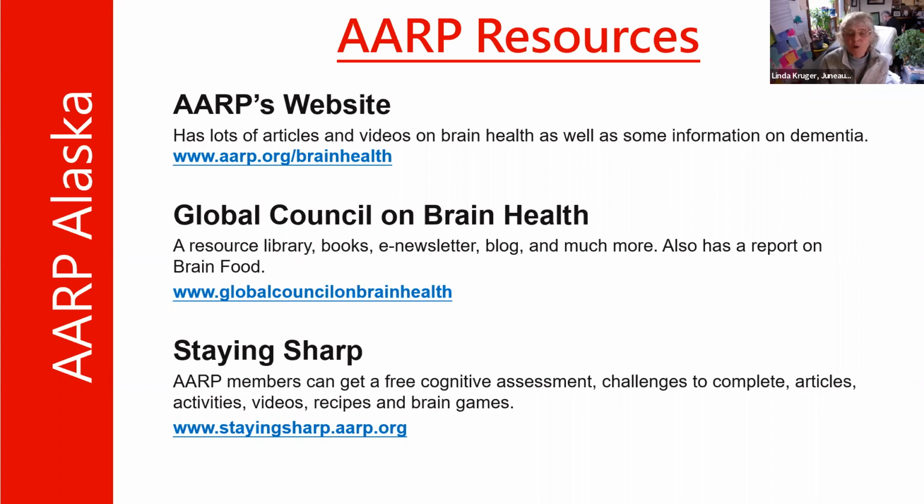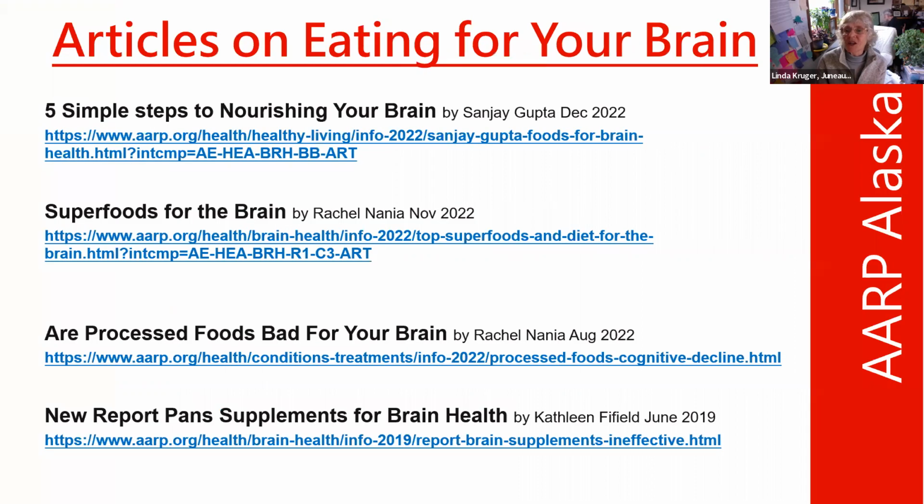Staying Sharp is a program which is free for AARP members. It offers a cognitive assessment that you can take every 90 days to measure change. And it also offers many resources, including brain games. So you might check out that Staying Sharp website. There are also 4 articles that you might be interested in. Again, you'll get this slide in an email, but if you want to take a picture of it with your cell phone, that's how I do it. The links to the 4 articles on the AARP website will be provided in the follow-up email.